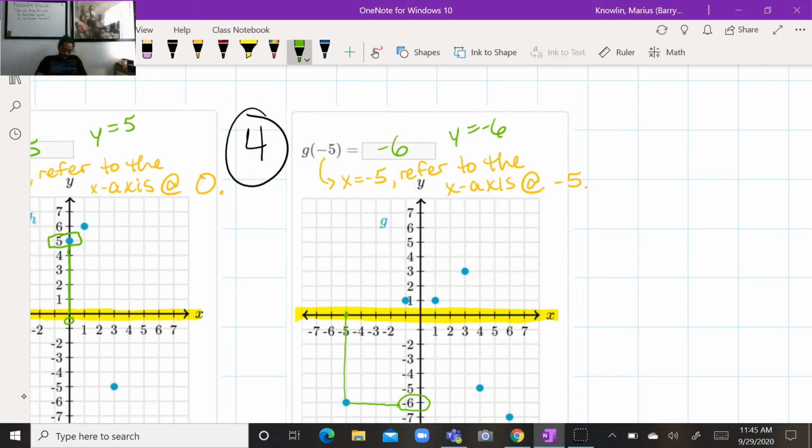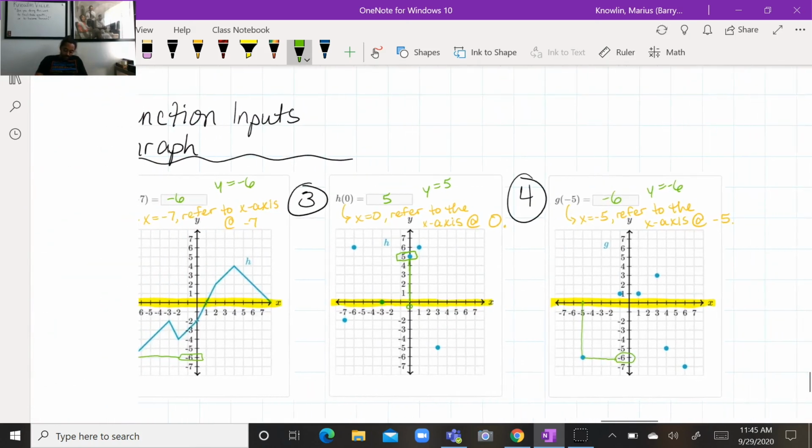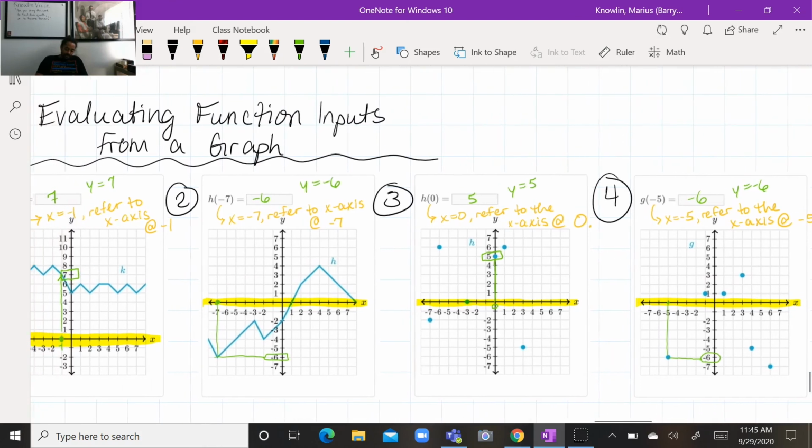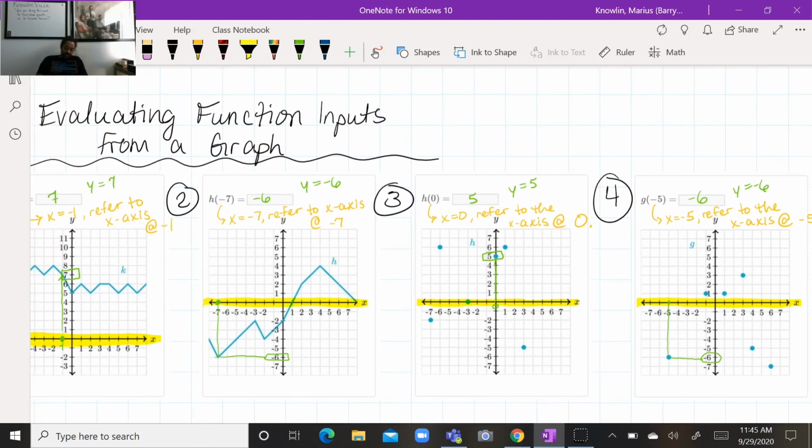And that is how you determine, or locate inputs or evaluate inputs using a graph.